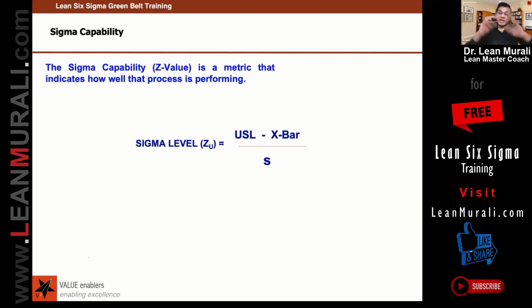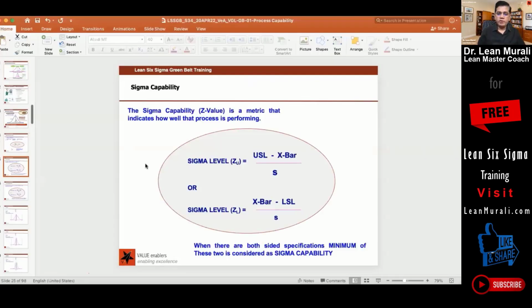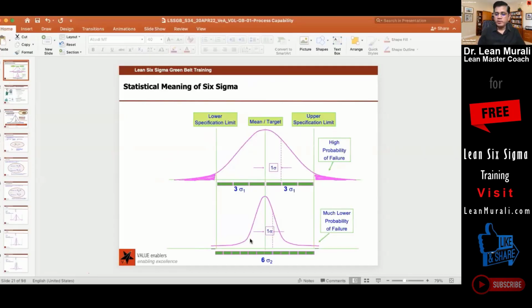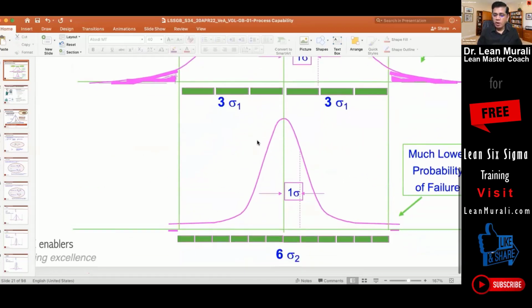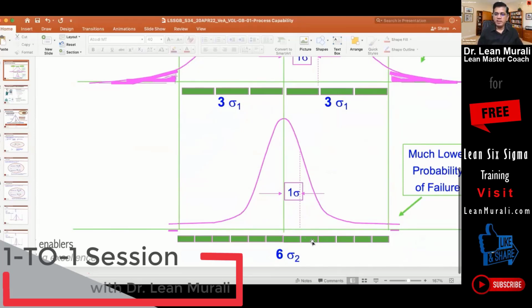Or in other words, if that is not the standard deviation, then whatever number comes out is the number of standard deviations between the upper specification limit and the mean. Let me show you with the same example I showed here. If you see in this graph, if you have 6 standard deviations between the upper and lower specification limit, then you will get 6 sigma capability.